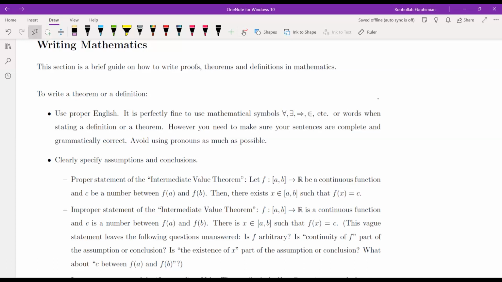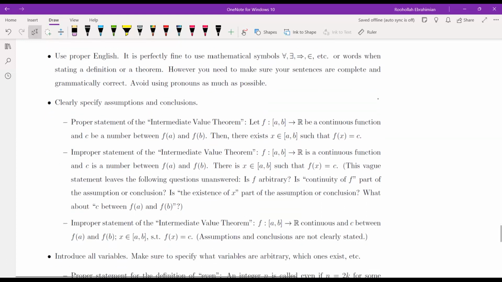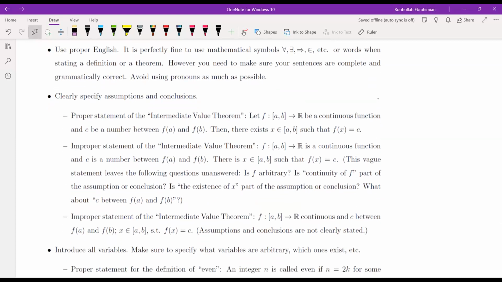If you want to use mathematical symbols or you're more comfortable with them, use those. If you're less comfortable with them, you can start with using English words and then slowly learn how to use the symbols. But you are expected to be able to use symbols and, of course, be able to read them and understand them. The second thing to keep in mind is clearly specify your assumptions and conclusions. If you are writing down a theorem, you have to specify what is the assumption and what is the conclusion.